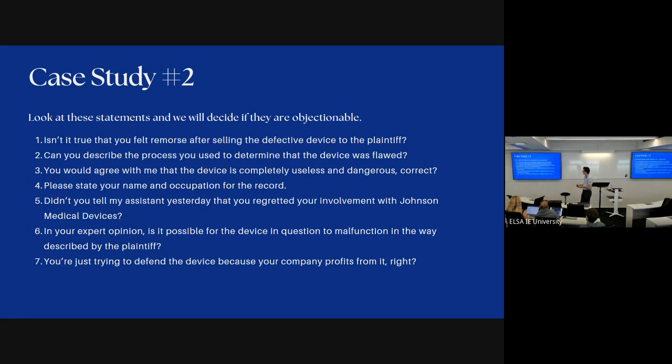Number three, you would agree with me that the device is completely useless and dangerous, correct? You think yes, that you can object? Yeah, it's argumentative. There's also another piece. Is it also opinion? Could be, depending on if it's an expert or not. But there's also another piece kind of hidden. Could it be a compound question? There you go. Because you're asking about useless and dangerous, two very different concepts.